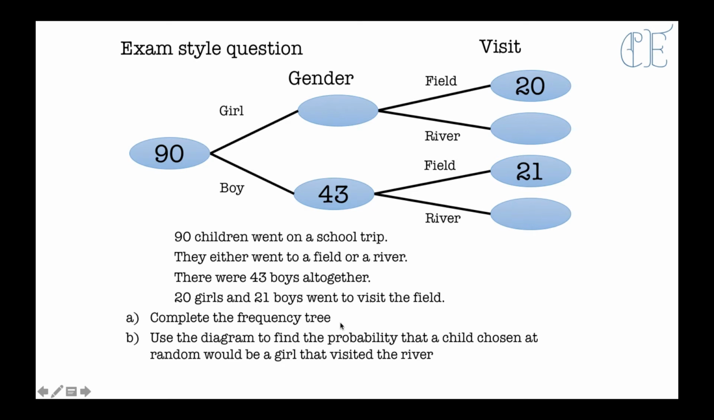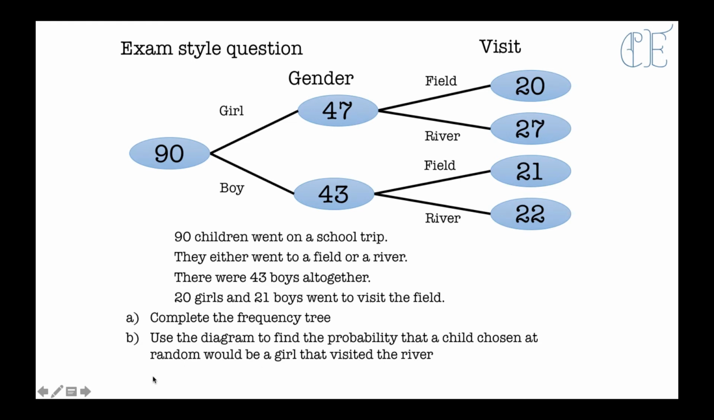So we've got to complete the frequency tree. We've added everything in that we've already been told. Now we need to know how many girls there are. 90 take away 43 gives us 47. So there's 47 girls altogether, and 20 of them went to the field, then 27 of them must have gone to the river. And if there are 43 boys altogether and 21 went to the field, then 22 must have gone to the river.